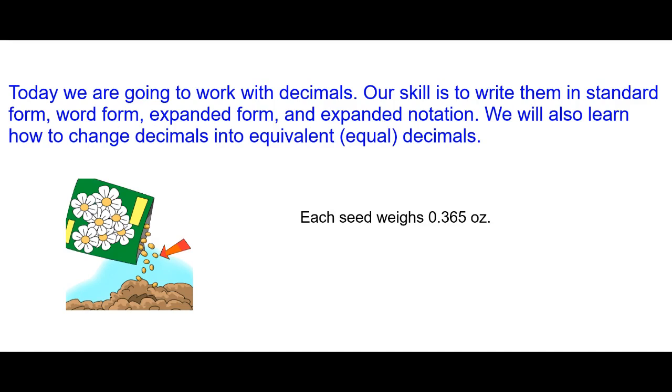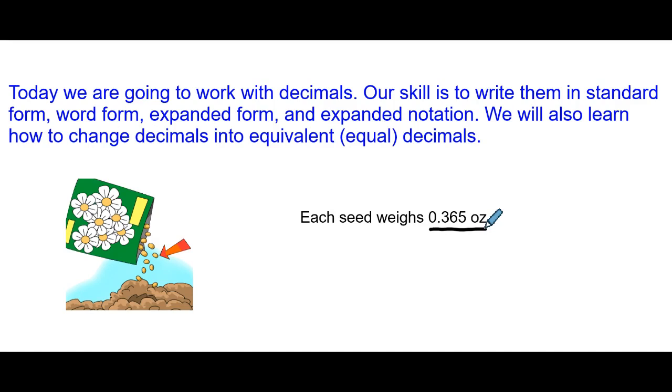In our first slide here, we have some seeds, and each one of those little seeds weighs 0.365 ounces. So we need to know how to write that in the other forms. Right there, it's written in standard form. So with our standard form, it's written 0.365.